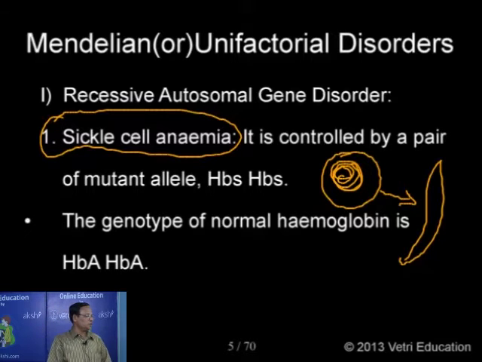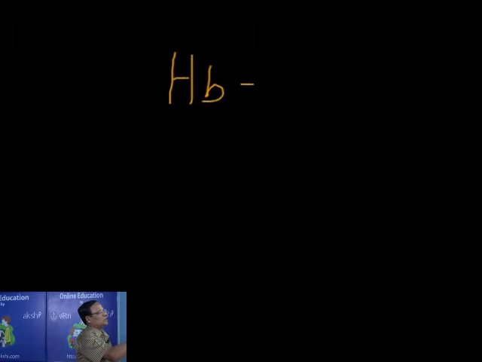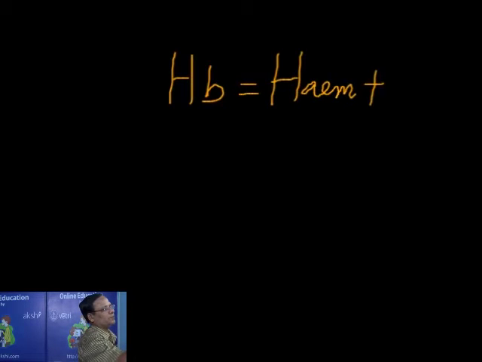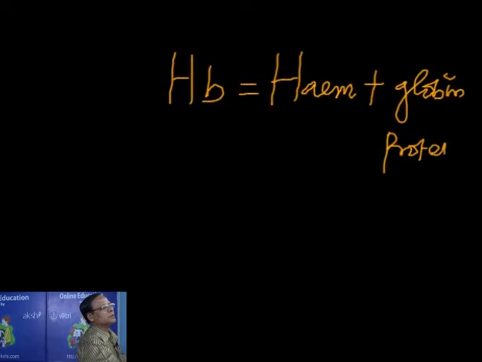Now, let us look at normal hemoglobin. In individuals we have normal hemoglobin, which is a conjugated protein. This hemoglobin is formed of heme plus globin. The globin is the protein part.